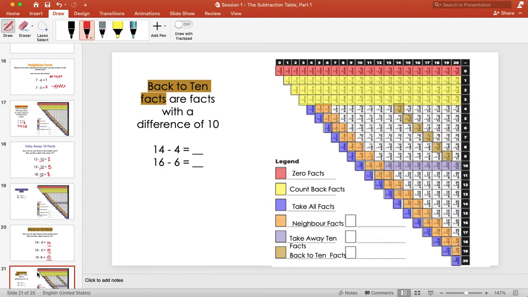Okay, so let's look at it here. So back to 10 facts are facts with a difference of 10. Okay, and you can see those right here.